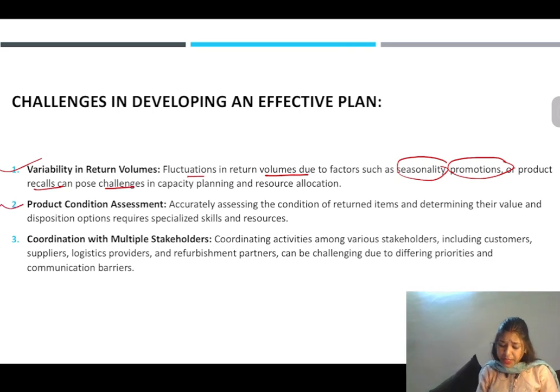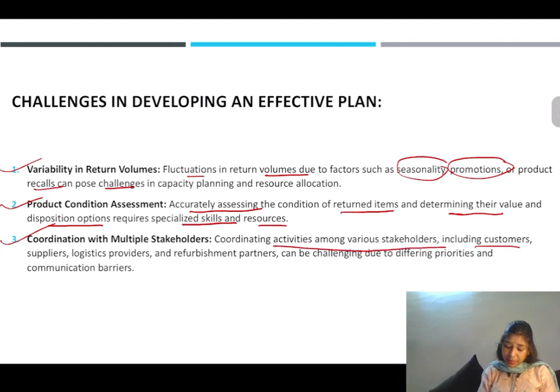Also the product condition assessment, being able to properly assess the condition of the product, because the feedback that the customer is giving might not be very accurate. So accurately assessing the condition of the returned item and then determining its value for the disposition option requires a skilled resource person, right? Next, coordination with multiple stakeholders. Coordinating the activities among various stakeholders like the customers, suppliers, logistics providers, refurbishment partners. So all these need to be coordinated. So this is also a challenge.